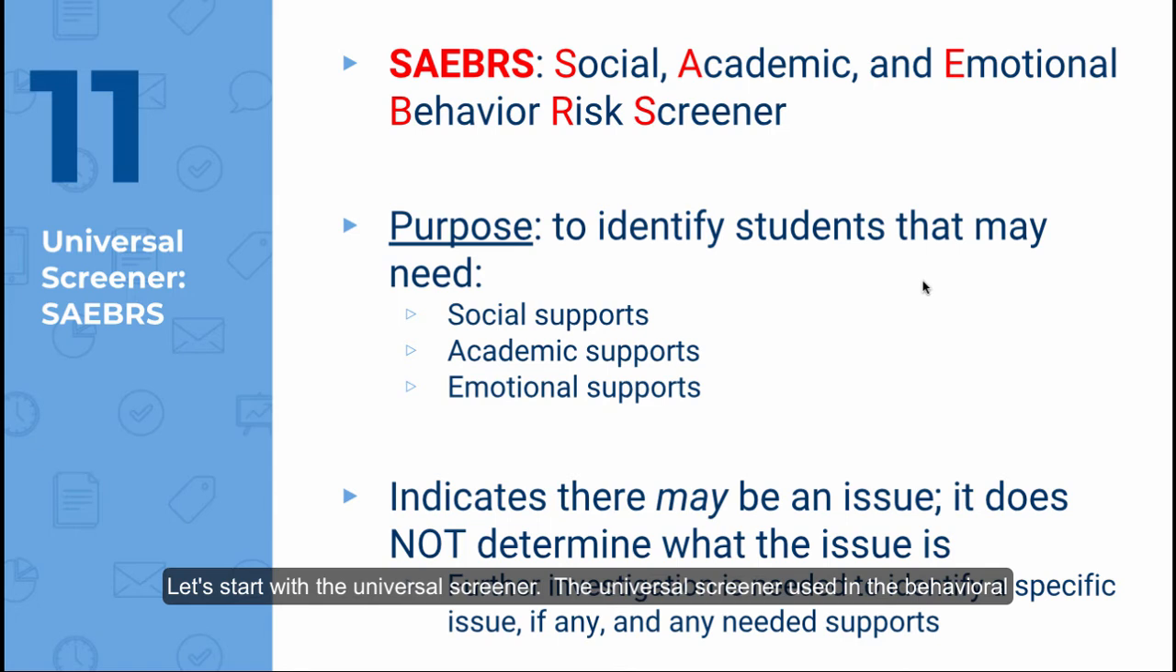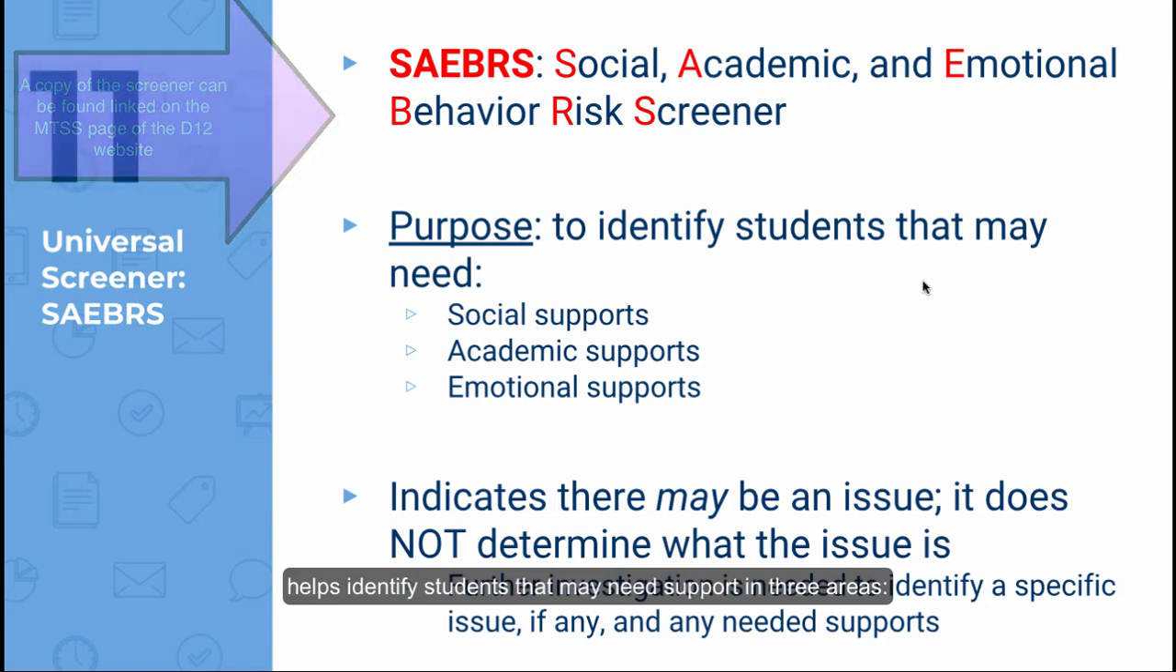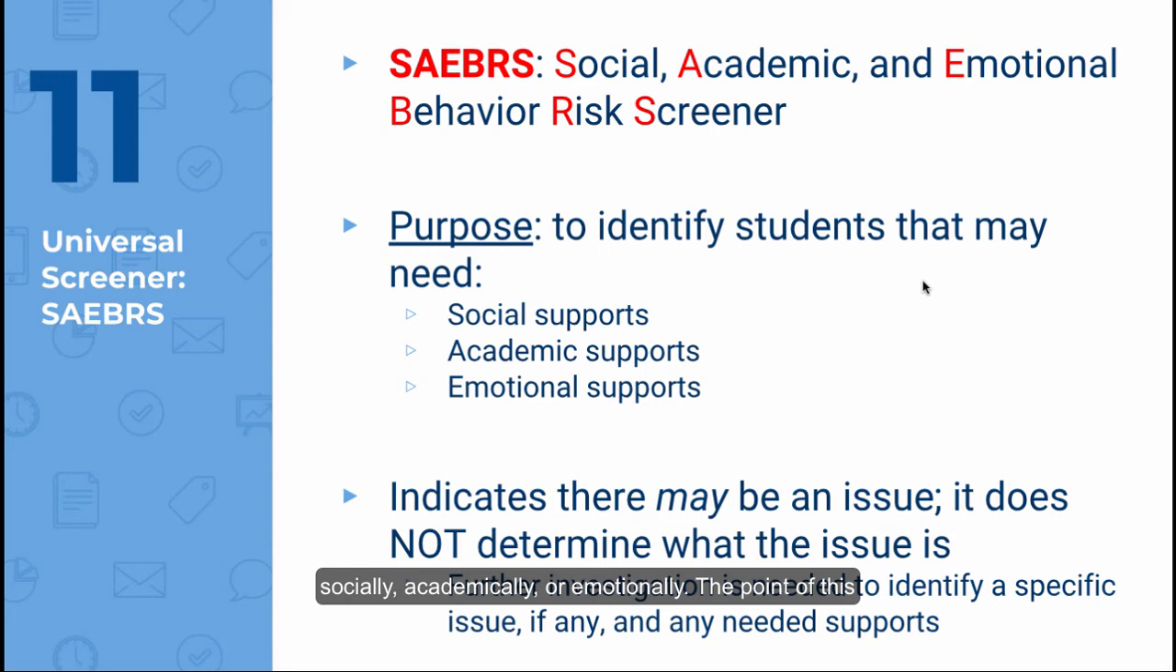The universal screener used in the behavioral MTSS process is called the SABER screener, which stands for Social, Academic, and Emotional Behavior Screener. It helps identify students that may need support in three areas: socially, academically, or emotionally.